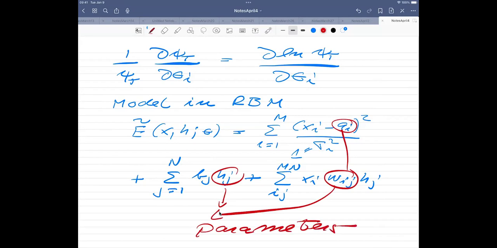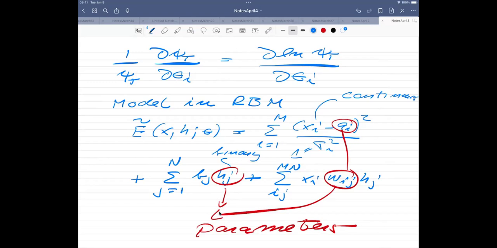And we are going to assume that the x is a continuous variable, although we are going to run with discrete calculations anyway. And the h's, these ones, they are given by a binary set of values, which means 0, 1, or 1, minus 1, etc.